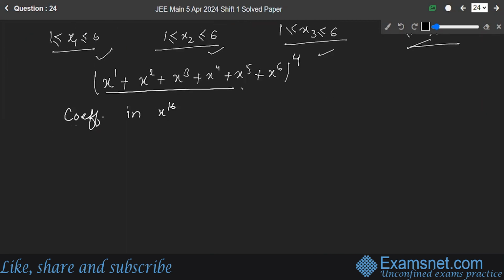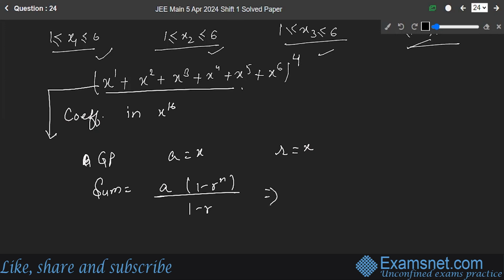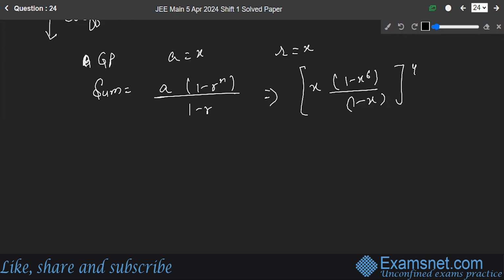Let's go for this. First of all, this is a GP series with the first term as x and the common ratio also as x. So the sum is given by a into 1 minus r raised to power n upon 1 minus r. Here a is x, so it is x times (1 minus x power 6) upon (1 minus x), this whole thing raised to power 4, which will be equal to x power 4 times (1 minus x raised to power 6) raised to power 4 times (1 minus x) raised to power minus 4.